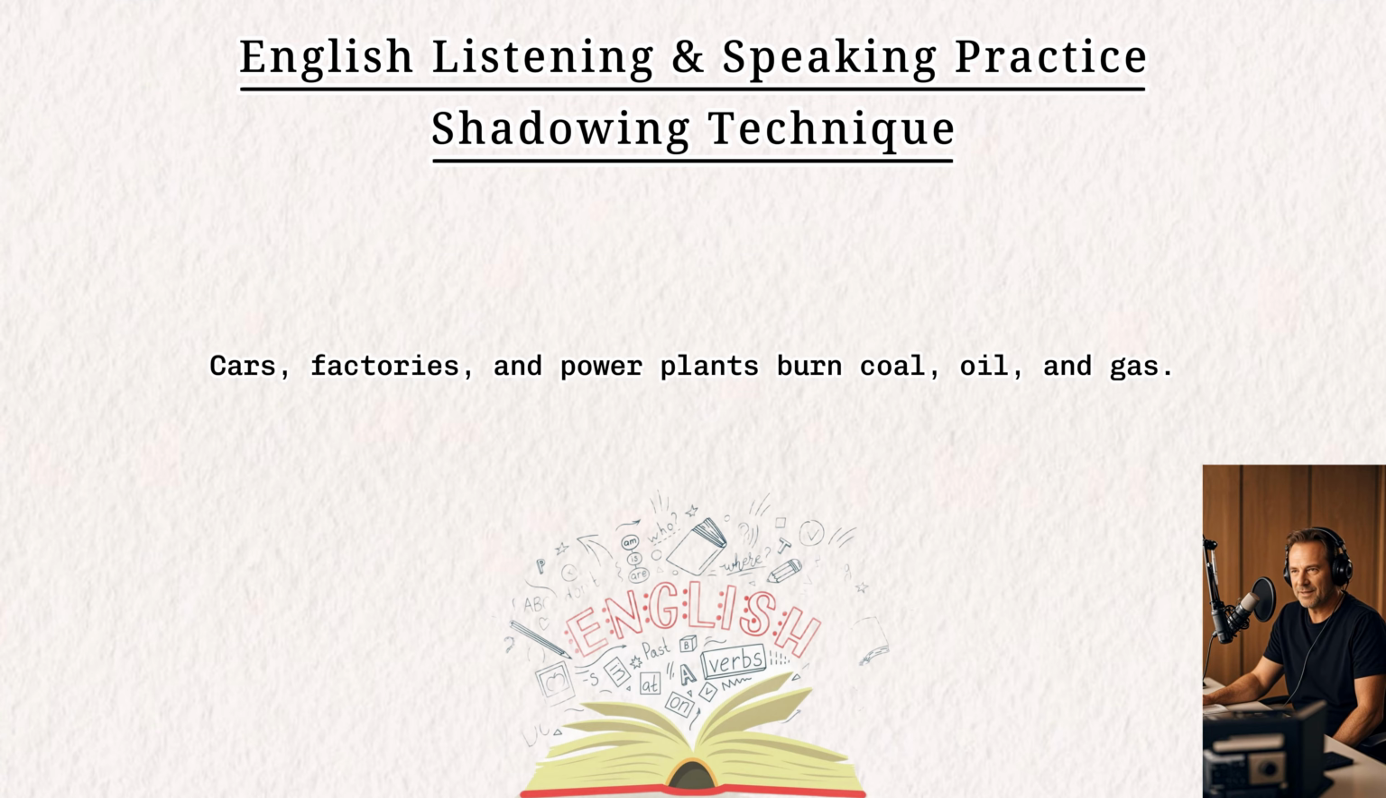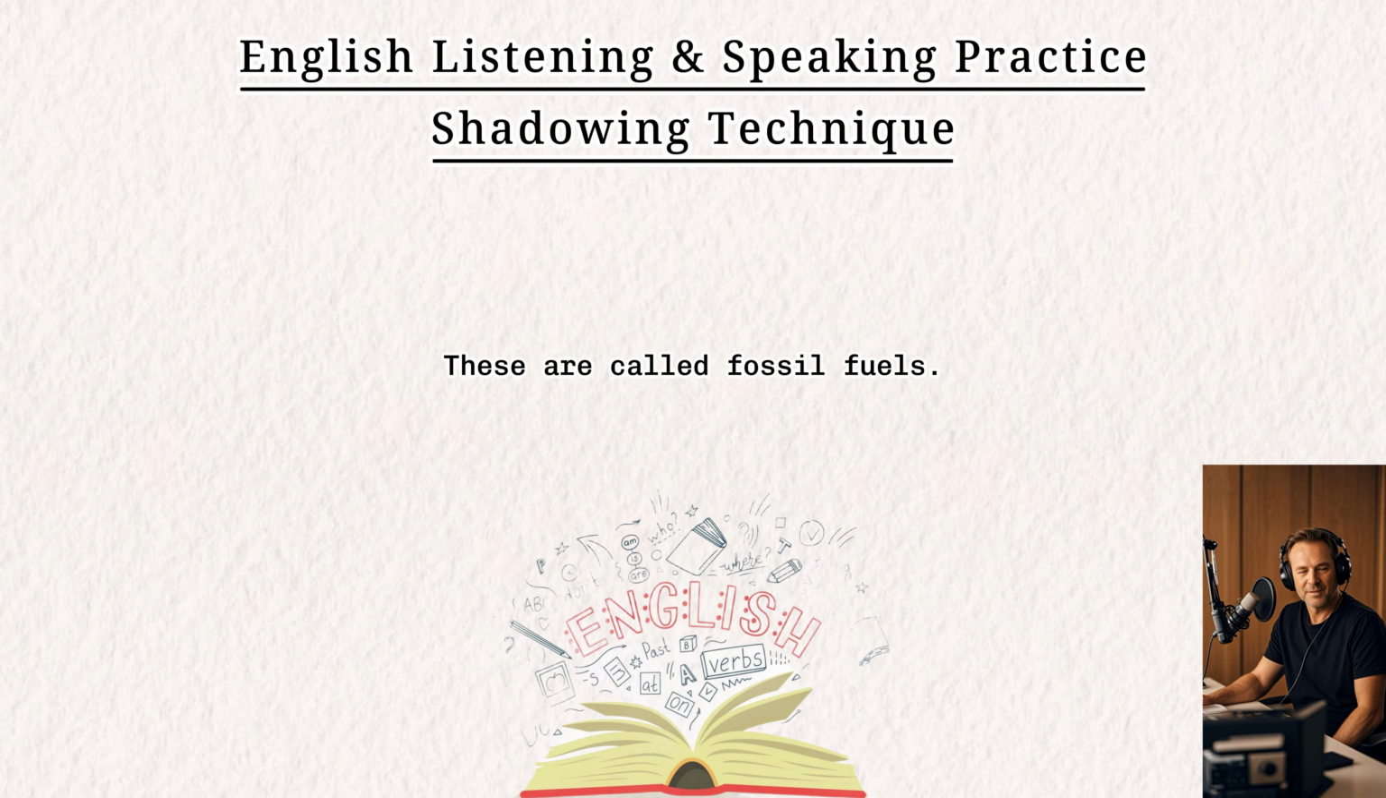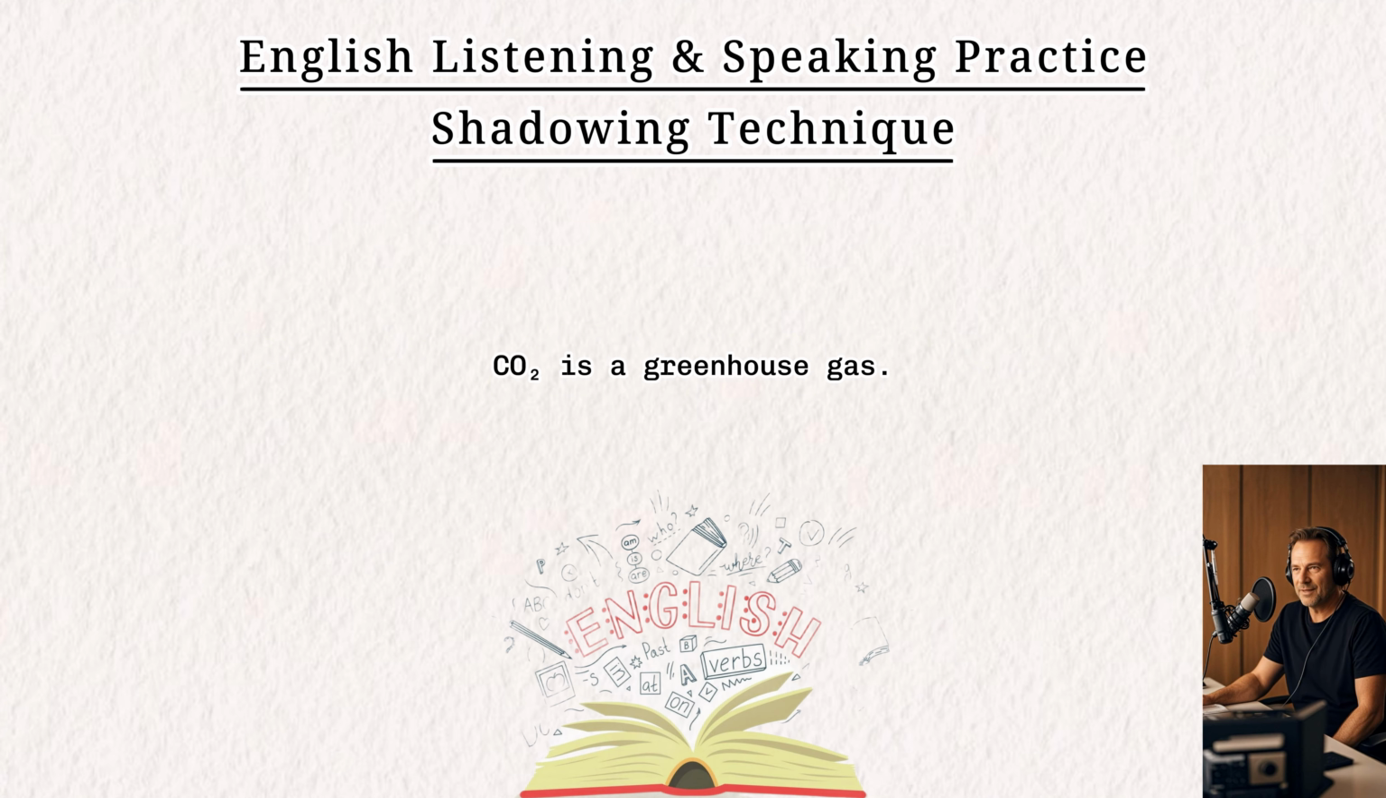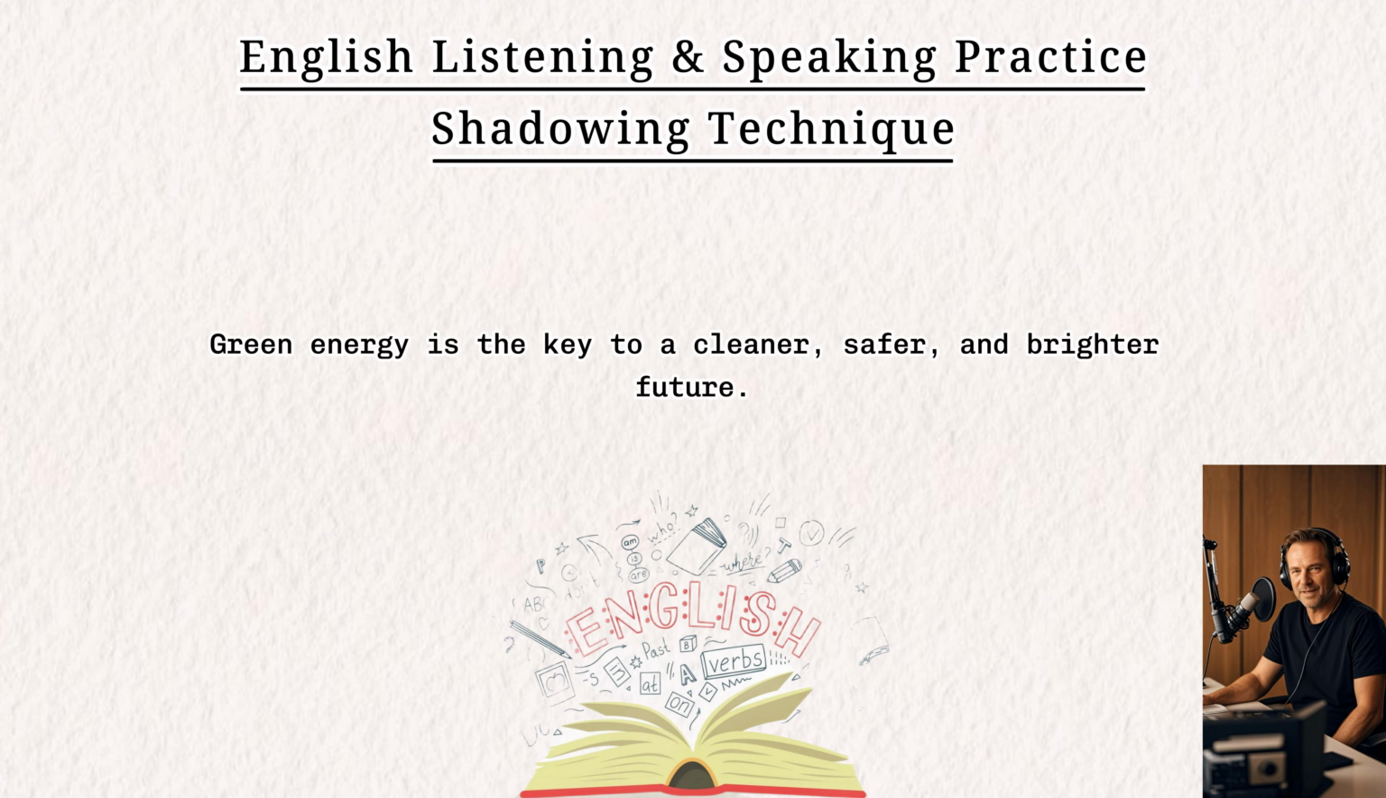Cars, factories, and power plants burn coal, oil, and gas. These are called fossil fuels. When we burn fossil fuels, we create a lot of carbon dioxide, also called CO2. CO2 is a greenhouse gas. It traps heat in the atmosphere. It makes the Earth hotter and hotter. This is called global warming. That is why we need green energy. Green energy is the key to a cleaner, safer, and brighter future.